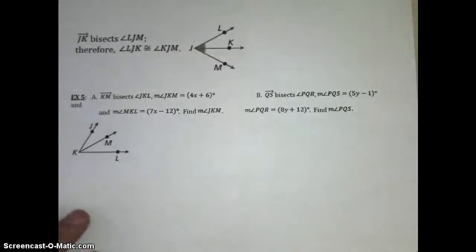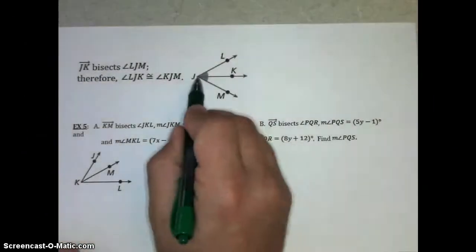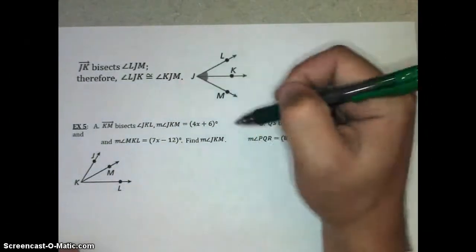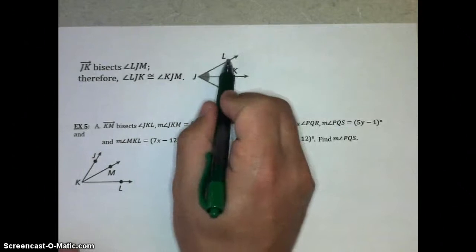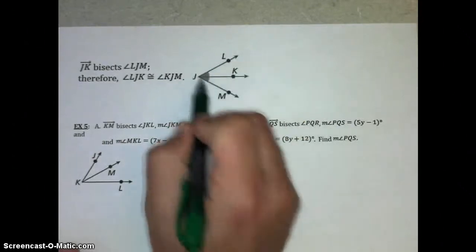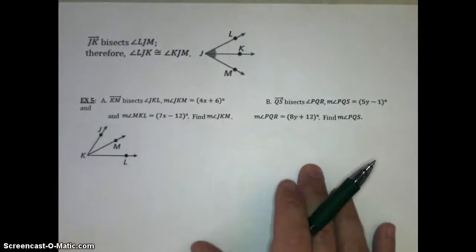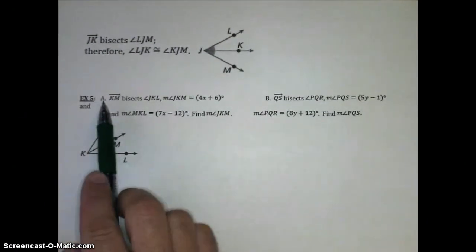Alright, let's take a look at example 5, but first, let's talk about what an angle bisector is. An angle bisector is a ray that divides an angle into two congruent angles. So JK is our angle bisector. So we know that angle LJK and angle KJM are congruent angles. So we can use this fact to help solve equations and find answers to our problems. So here's what we have.